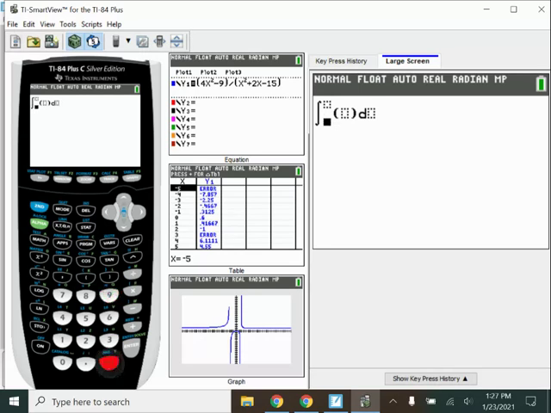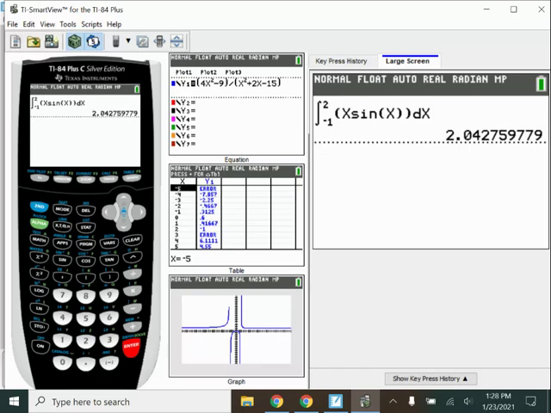So my lower bound is -1. My upper bound is 2. My equation is x sine of x. I'm going to close that parenthesis there in the x, and then I have to define the variable of integration, which is also going to be an x. Hit enter. We would round to 3 decimal places because that's standard for the AP exam. So this one would be 2.043.